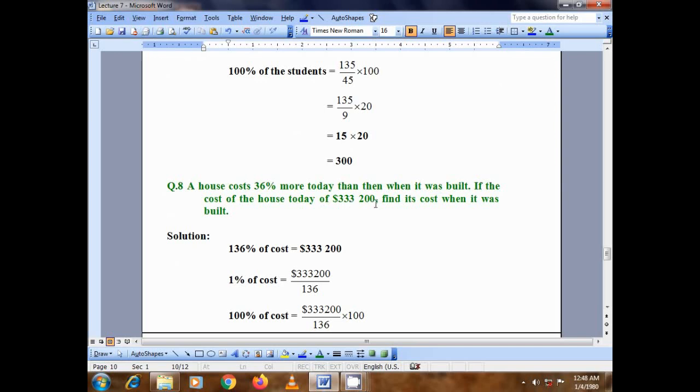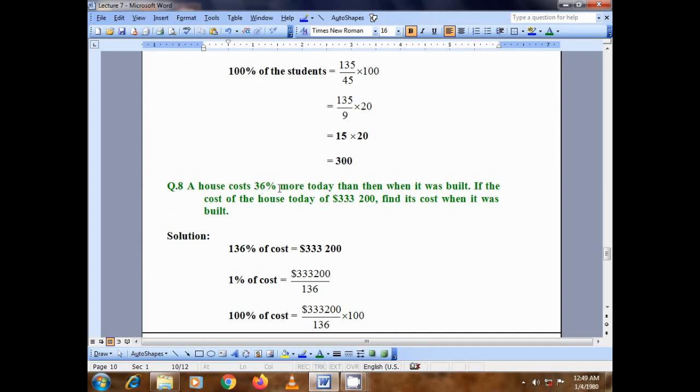Now, next question from this exercise, question number 8. A house costs 36% more today than when it was built. If the cost of house today is $333,200, find its cost when it was built.